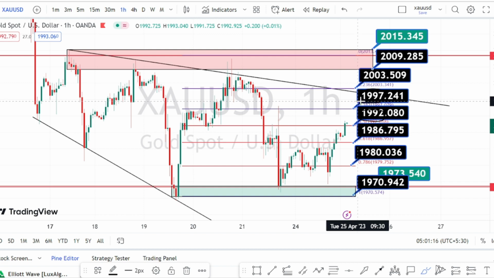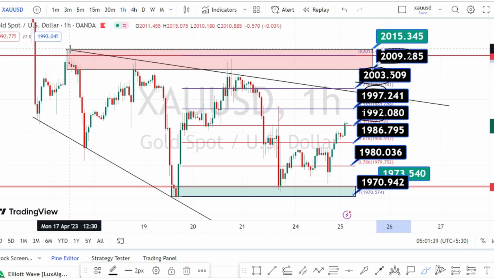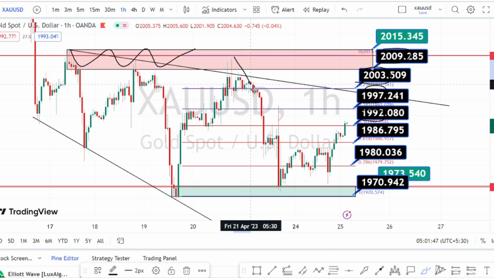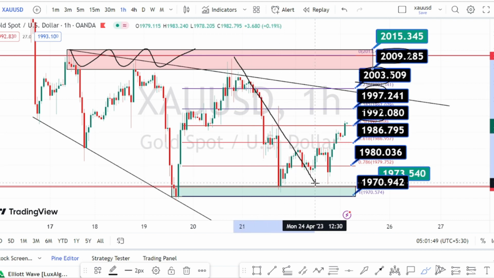this resistance level of 1997 is breached, the next level of resistance is going to be around 2003, and the resistance zone between 2009 to 2015. This is the resistance zone because we have noticed the price action test this resistance zone several times and fall on the bearish side retracement in hourly time frame.